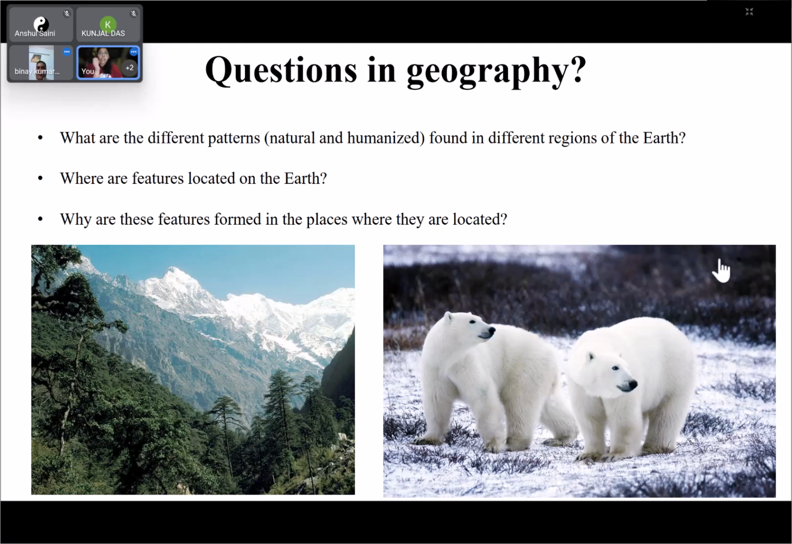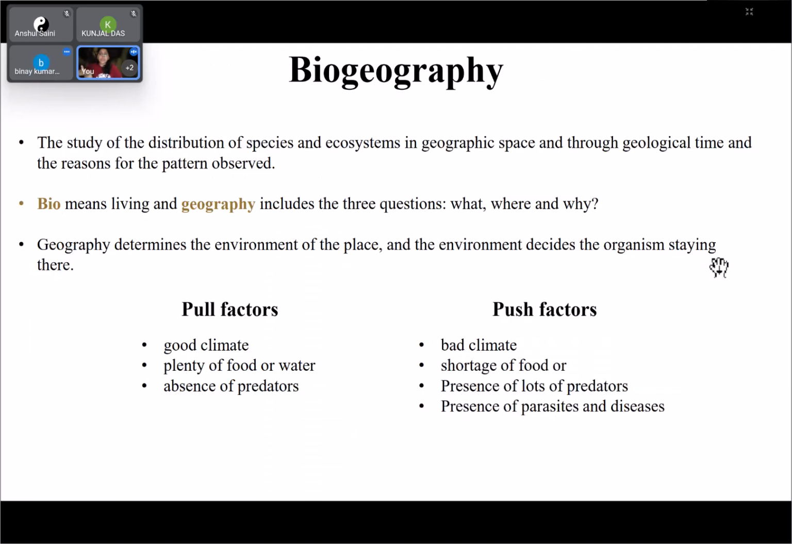And when you study these aspects, you get to know the factors that affect the distribution of biogeography. These factors are called pull factors and push factors, and very intuitive to understand, right? Pull factors are basically factors that pull organisms towards that region. And what would be such factors? Factors that make their living better. So good climate, plenty of food and water, absence of predators. These factors hold true even if you look at humans or if you look at animals. That's why it's important that you understand this in the introduction itself.